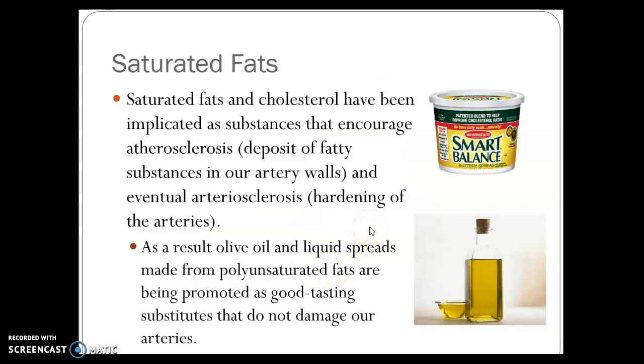And then saturated fats, I mentioned earlier, saturated fats and cholesterol have been implicated as substances that encourage atherosclerosis, which is definitely true. And atherosclerosis is a buildup of plaque in your vessels. So you don't want to get too much of this. Again, you can have a little bit, but you don't want to have too much. Less than 10 to 15% of your fat should be saturated fats, because you don't want to allow this atherosclerosis to occur because it can block the blood flow in your body. You want to have more oils and nuts to prevent that.